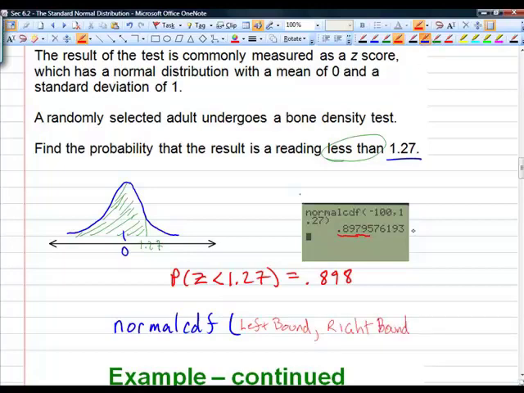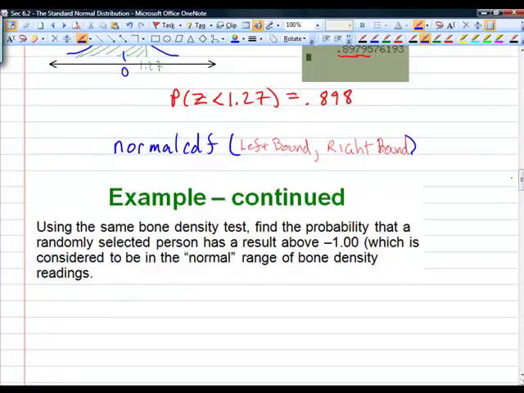Now this only works, and then you hit enter. This only works with the standard normal distribution. If you have any other mean or standard deviation, you've got to type in the mean and the standard deviation after your left and right bound. All right, let's continue this example problem.